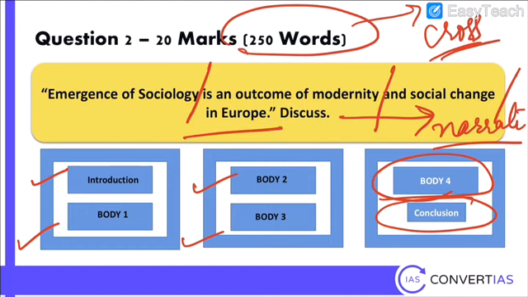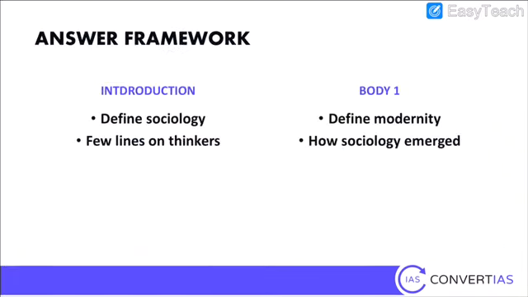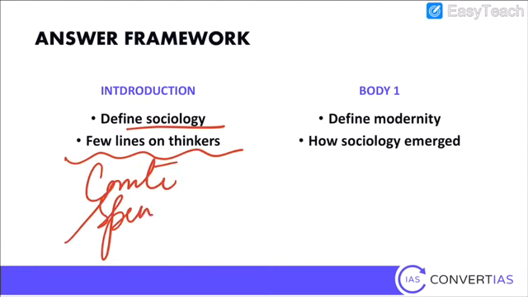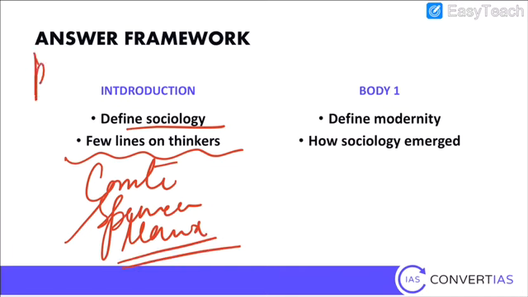Now, here we have divided the question into a few parts. First one is emergence of sociology, then outcome of modernity, social change in Europe. So, how are you going to write the answer? In the introduction, we are going to define sociology, and then we have to write a few lines on thinkers. For example, we write about Comte, Spencer, Marx, all the earliest thinkers or the pioneers of sociology who were responsible for emergence of sociology. Then we define modernity.